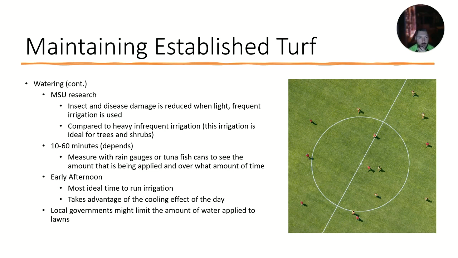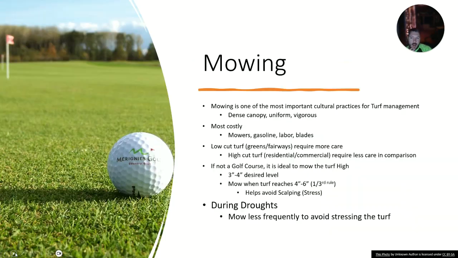The ideal time for irrigating a lawn is in early afternoon. And why it's the most ideal time is because it takes advantage of the cooling effect. So we're coming into early afternoon, just past the hottest part of the day. We cool our turf, and then it sits there, and it'll stay moist all throughout the night and then into the morning. However, local governments might have a limit on the amount of water that you use and apply, right? If you've ever looked out at California, they have very strict watering limits. So it all depends on where you're at.